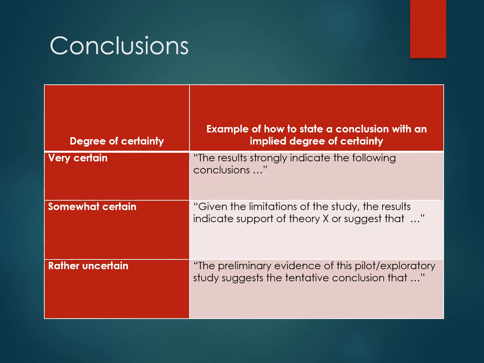So here's a couple of examples. If we're very certain things are going to be true, we can say the results strongly indicate the following conclusion, right? If we're only somewhat certain, we can say, given the limitations of the study, the results indicate the support of, and so on. And if we're uncertain, or we're just not sure, or we don't think it's true, the preliminary evidence of this pilot study suggests the tentative conclusion. So you can see there that we've given ourselves a buffer. Even if we're very certain, we're just going to say the results strongly indicate versus this is absolutely true.